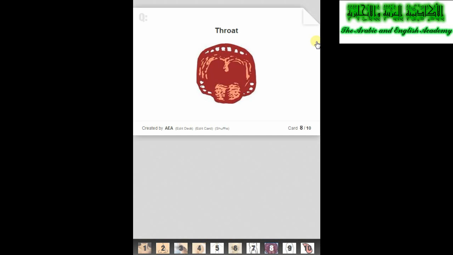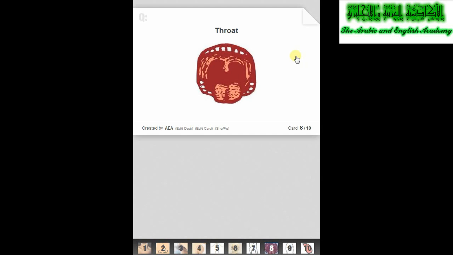The next word we have is throat, and throat in Arabic is halq. Halq. See, if you remember from the last lesson, we have the ha right here, and like I said, it makes a heavy H sound, not quite like the English one, a bit heavier from the bottom of the throat. Pronounce slowly. Halq.